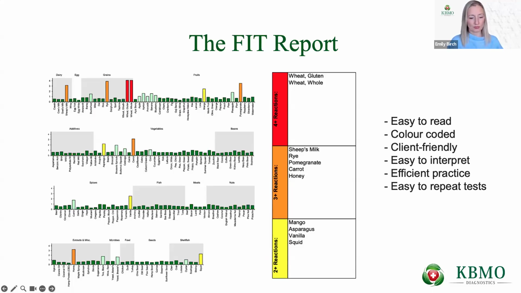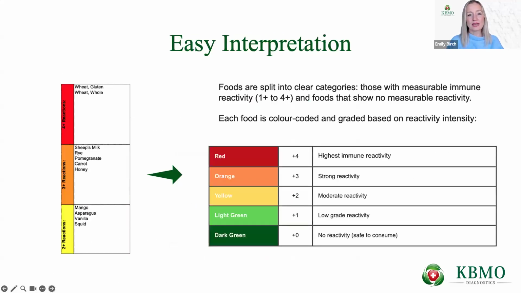Okay, so that's really important. You'll also see that the other foods tested will come up in green. Green meaning nothing to worry about at this point in time. So just to recap, that easy interpretation then: highest immune reactivity being red, right the way through to dark green, no reactivity, safe to consume.